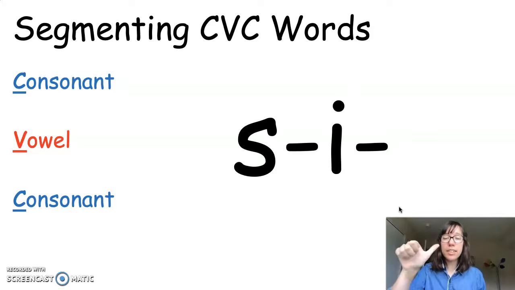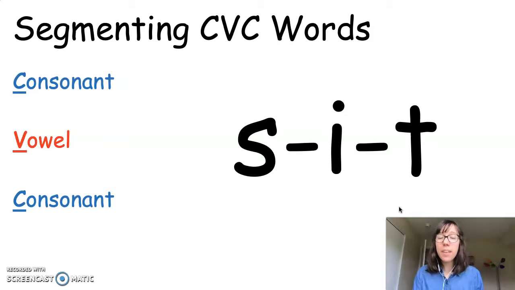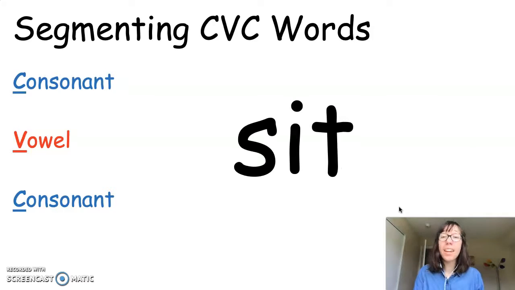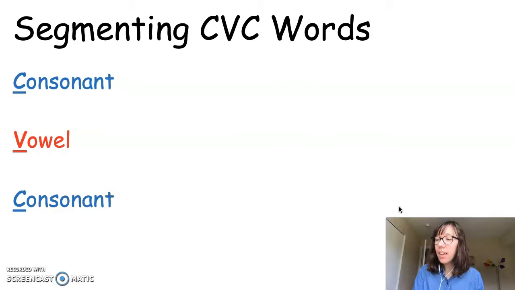Now our third sound. S, I, t. We know that t is still made by the letter T, so now we can have the word sit. S-I-T, sit. And if we see it in the story, we can read it. Awesome, let's keep going.